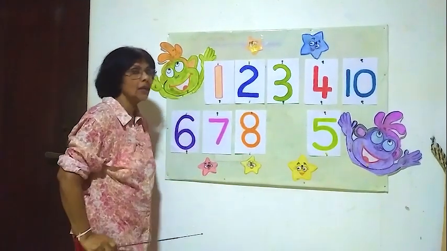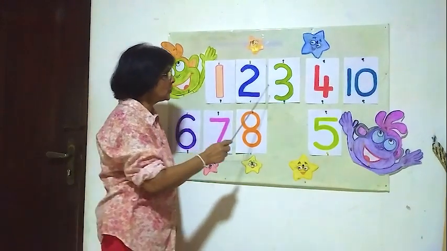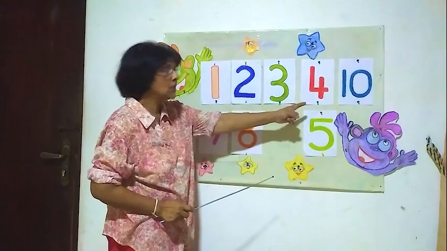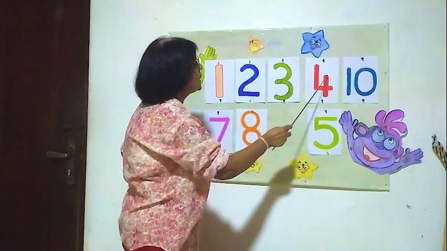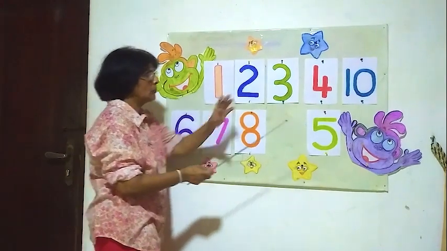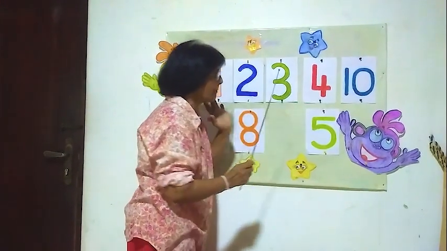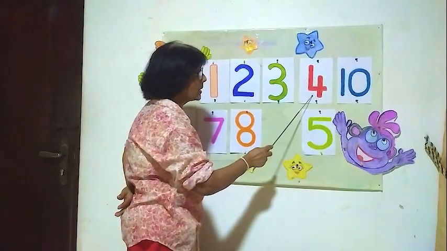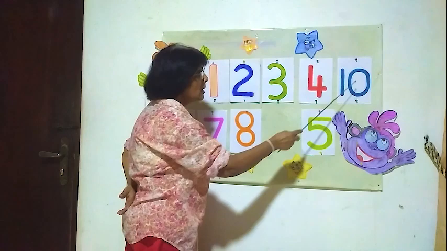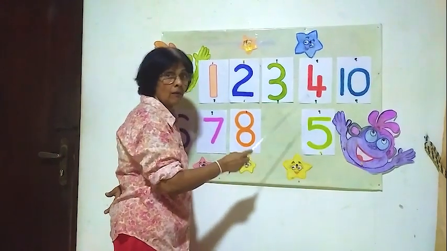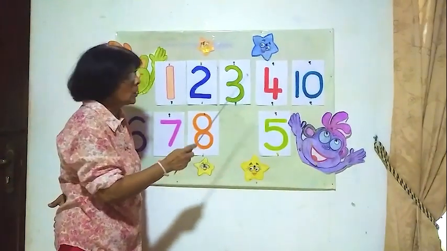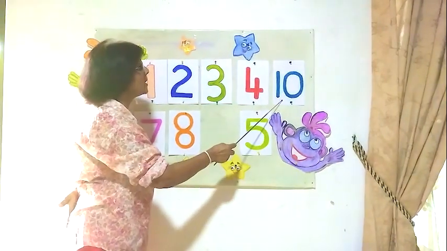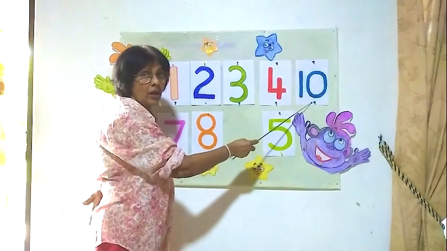After 3, what is the number? 1, 2, 3, 4. Is this number 4? Yes, this is number 4. So, we don't have to find number 4. It's there. Right? Now, after 4, what is the next number after number 4? Number 5. 1, 2, 3, 4, 5.